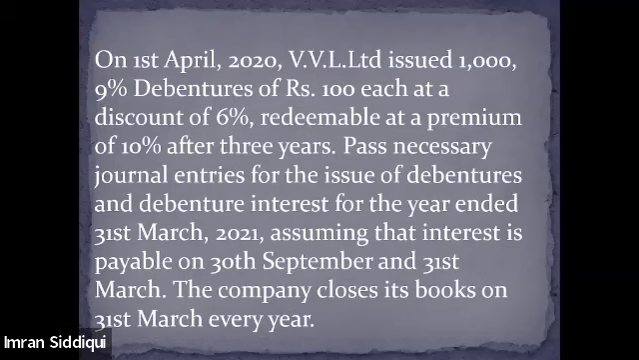It says on 1st of April 2020, VVL Limited issued 1,000 9% debentures of rupees 100 each at a discount of 6%, redeemable at a premium of 10% after 3 years. We need to pass the necessary journal entries for the issue of debenture and debenture interest for the year ended 31st of March, assuming that interest is payable on 30th of September and 31st of March. Also, we will have to pass the entry for the transfer of interest to the P&L as well.